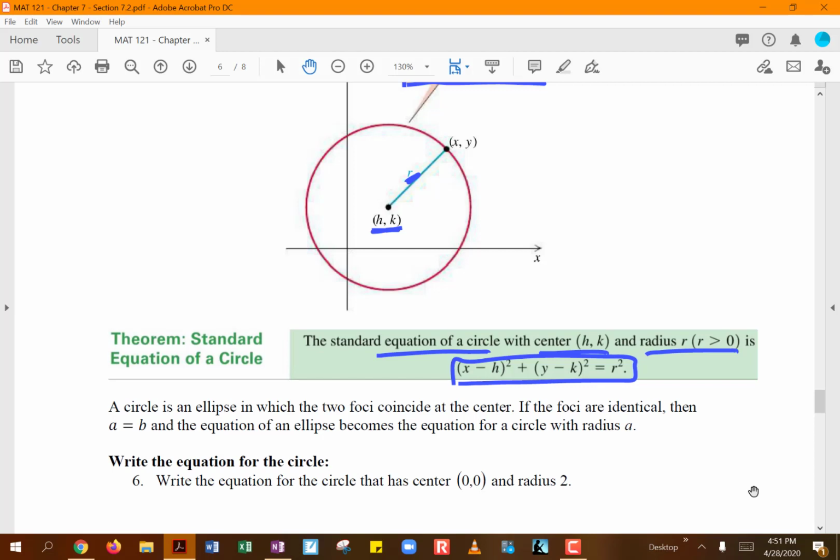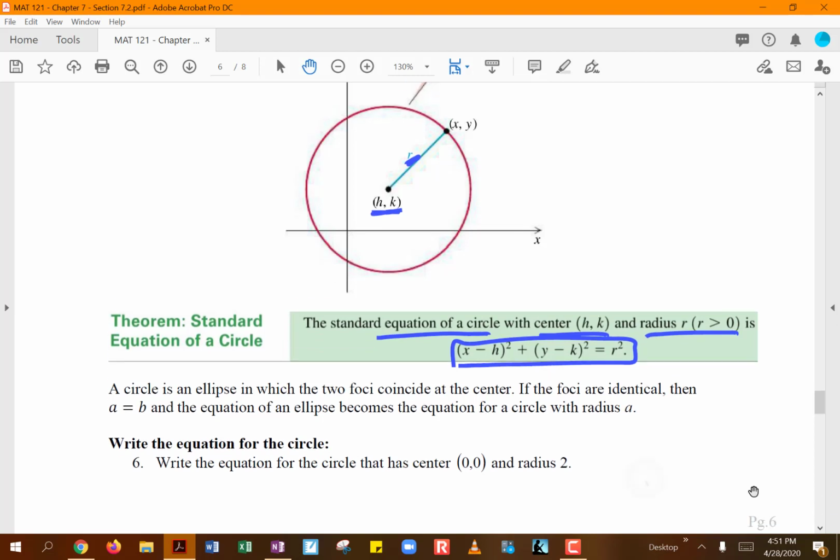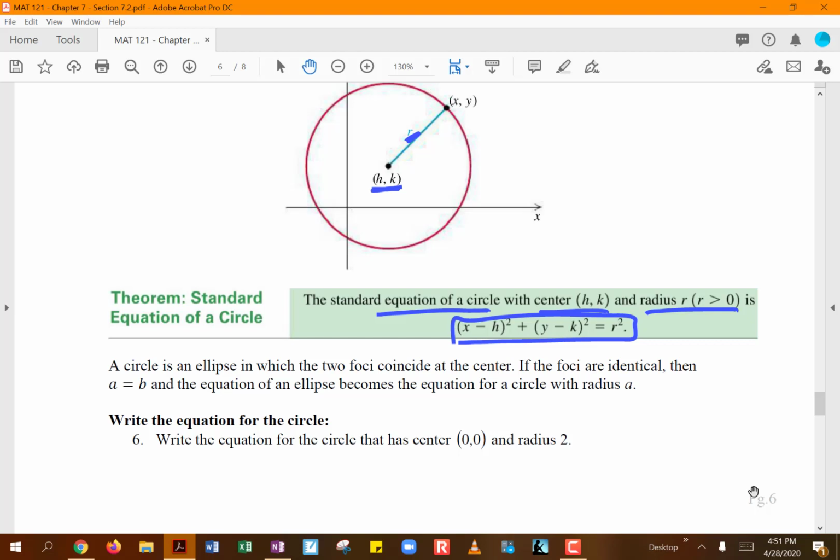X minus h quantity squared plus y minus k quantity squared equals r squared. And let's see, we're saying a circle is an ellipse in which the two foci coincide at the center, so kind of what I was explaining. And if the foci are identical, then your a value is going to equal the b value, and your equation of the ellipse will end up becoming the equation of a circle, where your radius is going to be the a value.